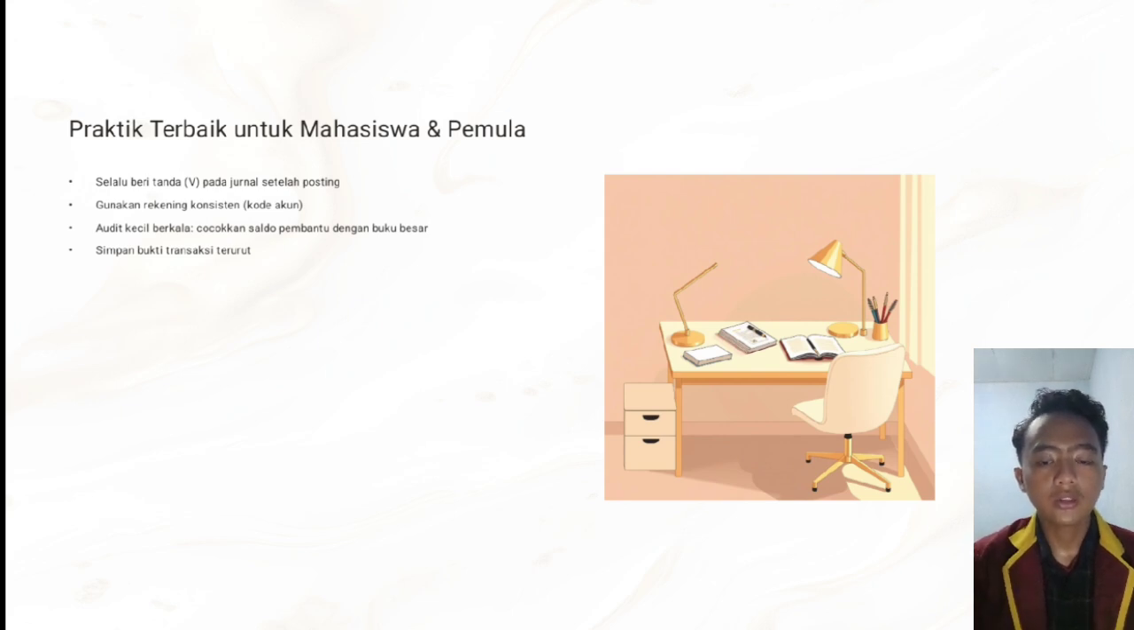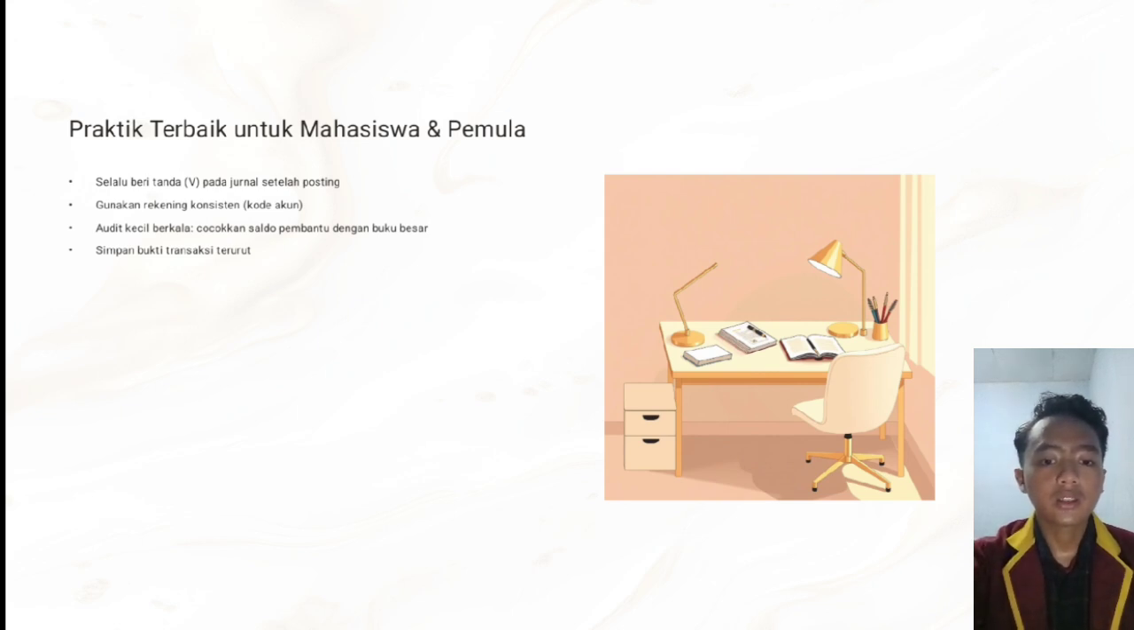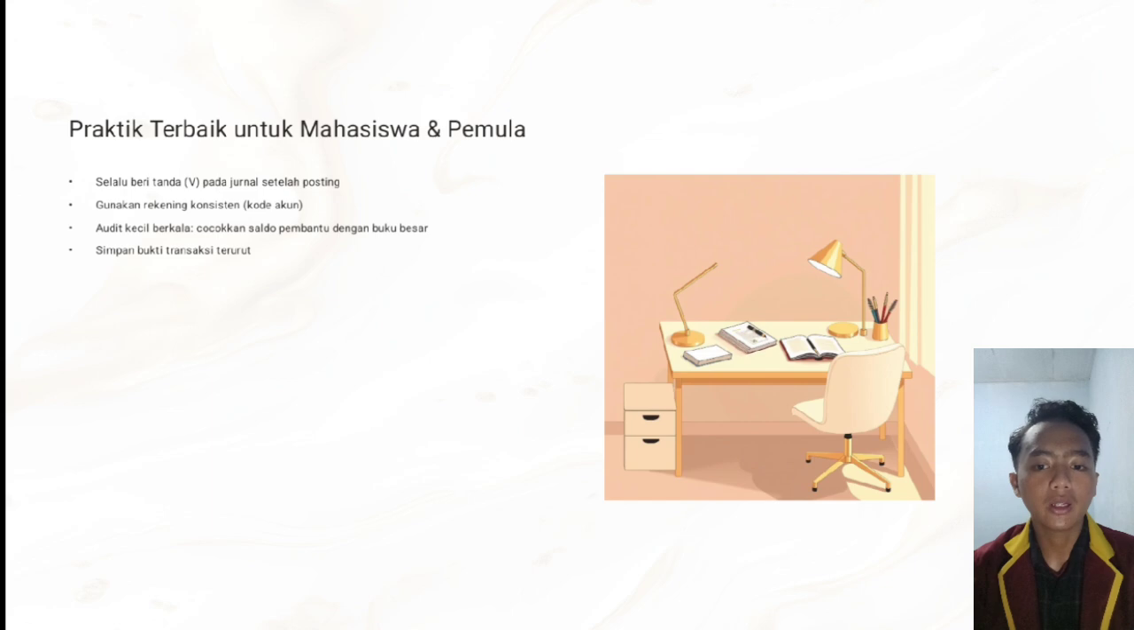Second, use consistent account codes so everything stays clear and structured. Third, do small internal audits regularly by matching the balance between the subsidiary ledger and the general ledger. And lastly, keep all transaction documents in order so it's easy to trace if any mistake appears later. These simple habits will make your bookkeeping process smoother and prepare you better for real-world financial reporting.